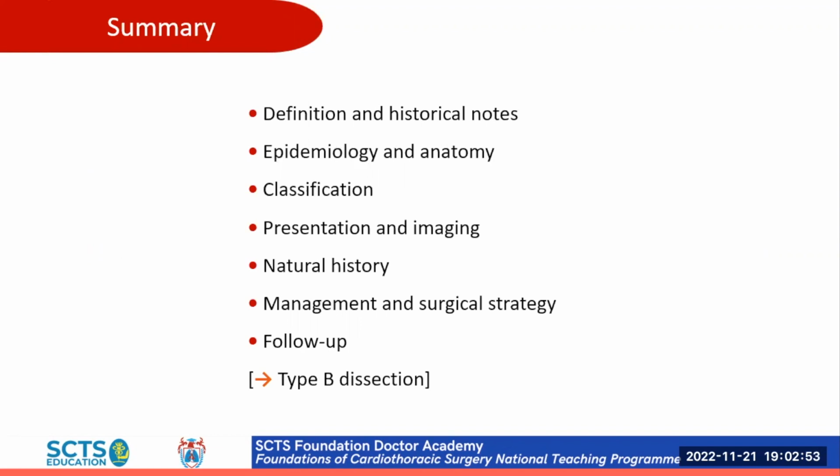The summary of this topic: we are going to discuss briefly the definition and some interesting historical notes, the epidemiology and the anatomy, which play an important role in understanding acute aortic syndrome, the classification, the clinical presentation and the imaging supporting a prompt diagnosis, the natural history, and the medical management and the surgical strategy behind acute aortic syndrome. And finally, we'll briefly mention the importance of follow-up in patients who have undergone repair because of acute aortic syndrome.